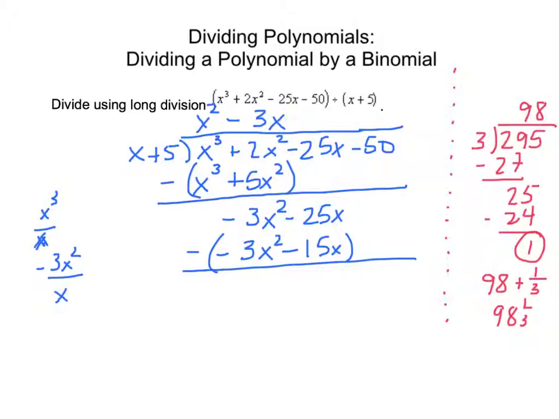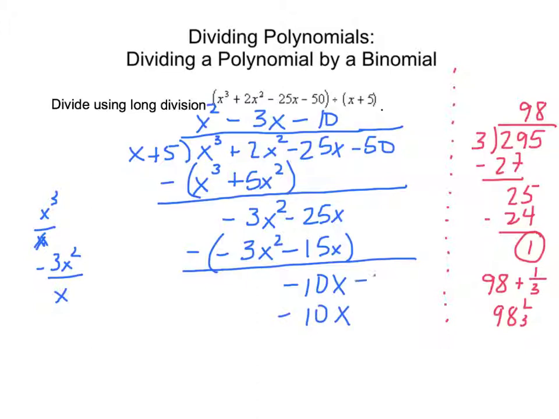Minus 3x squared minus a minus 3x squared cancels, just like the x cubed canceled. Minus 25 minus a minus 15 is really plus 15, is negative 10x. And again, x into minus 10x, it's going to go minus 10 times. Multiply it through. Minus 10 multiplied through x plus 5 gives me minus 10x.